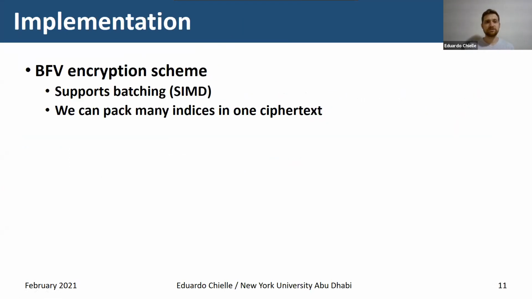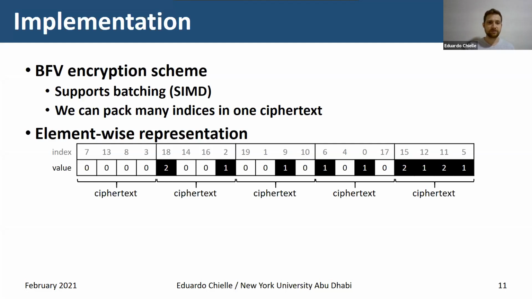We implement our solution using the BFV encryption scheme, which is a homomorphic encryption scheme, so we can operate directly on encrypted data. It supports batching, so we can pack many plaintexts into a ciphertext and operate on these plaintexts in a single instruction, multiple data fashion. So with that, it means we can pack many indices and values inside the ciphertext. And then each slot of the ciphertext can hold one of these indices and values.